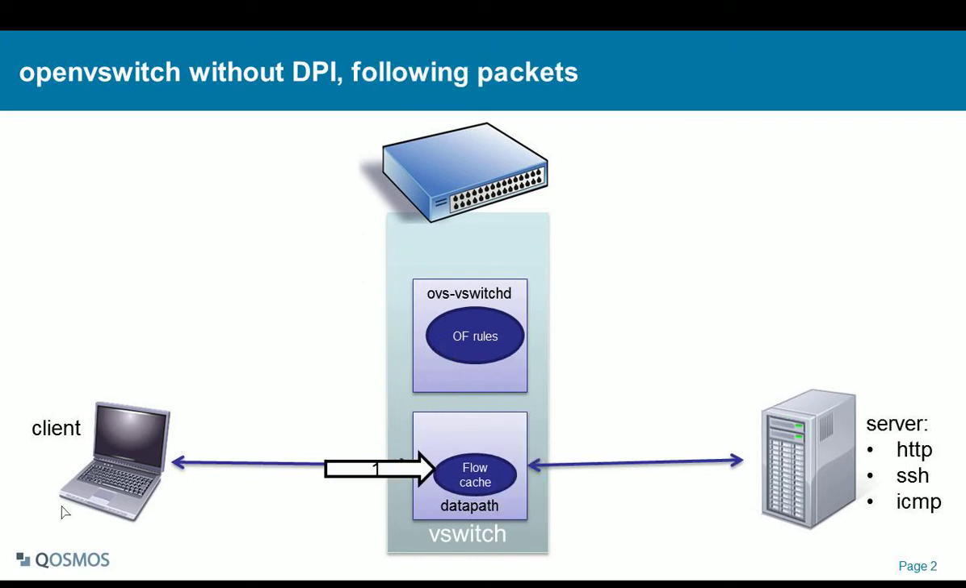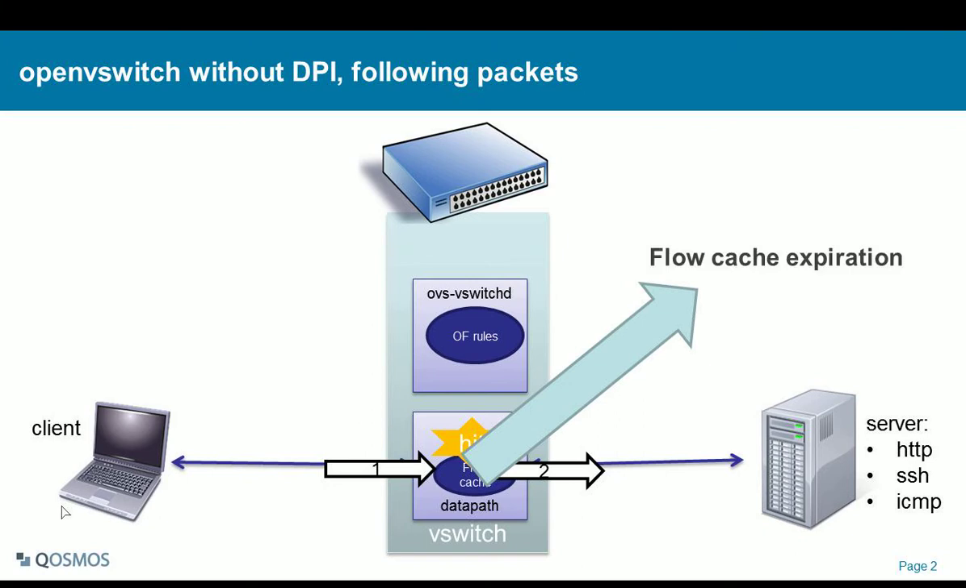The second packet goes directly through the datapath as it has been cached. The datapath entries expire after some time, so when the flow cache expires, we are back to the previous case where the packets are going through the vswitchd and the cache is updated.